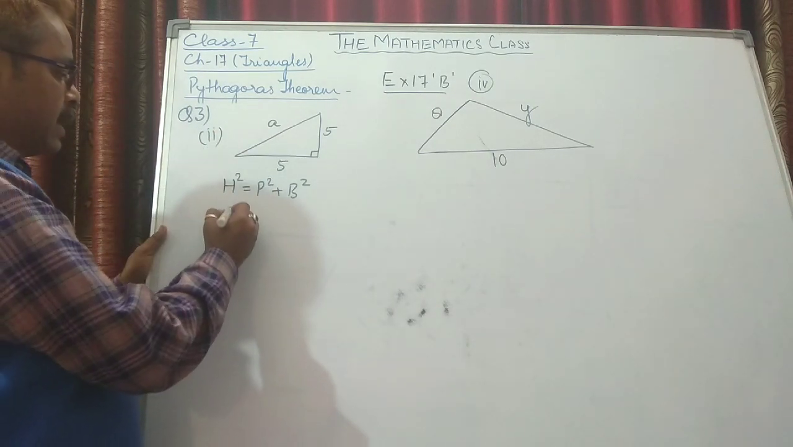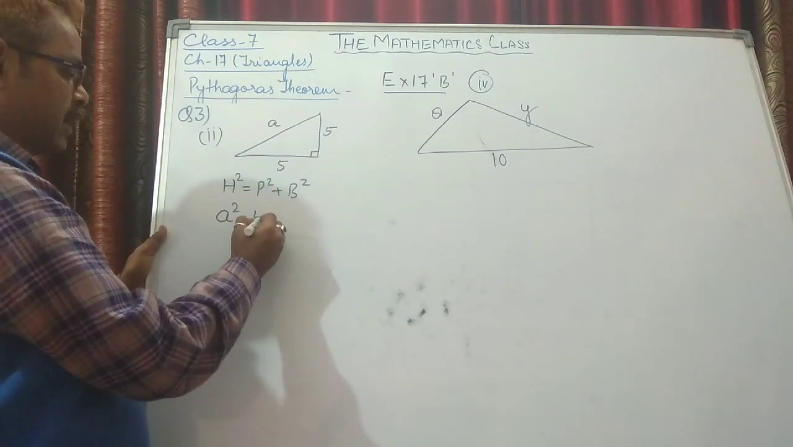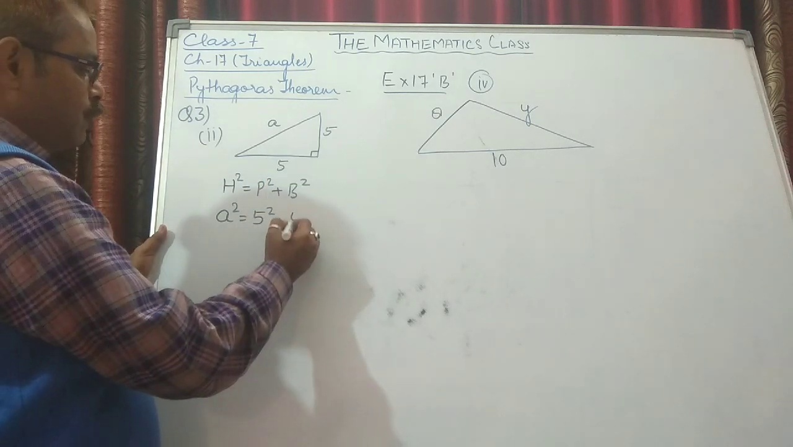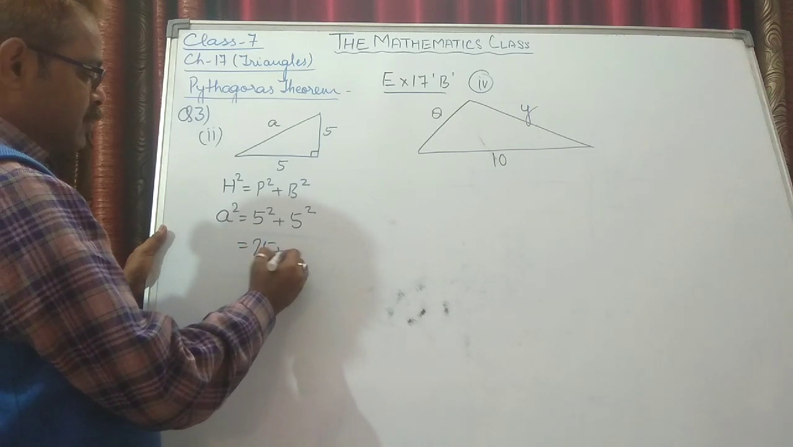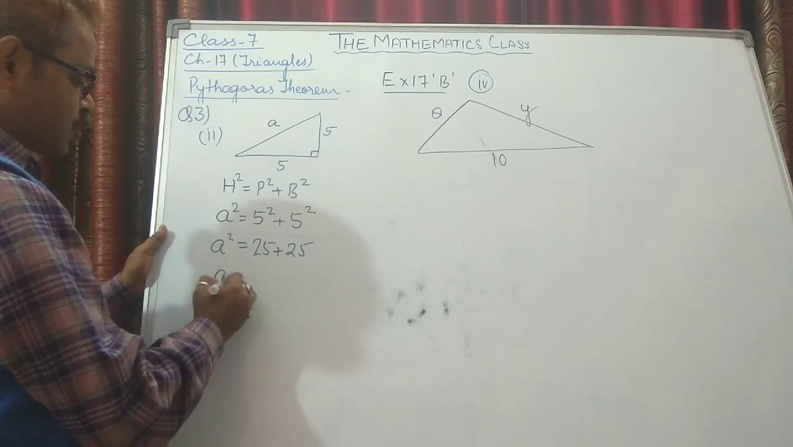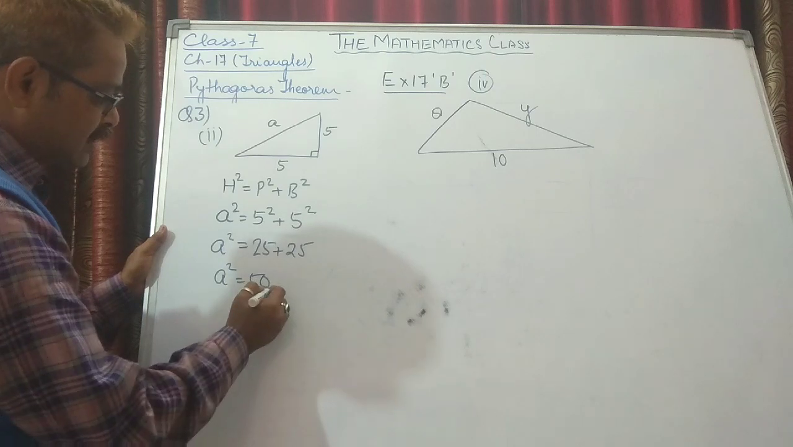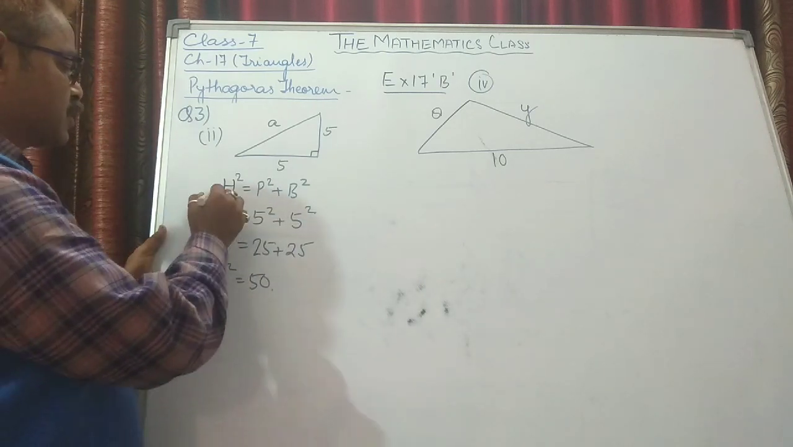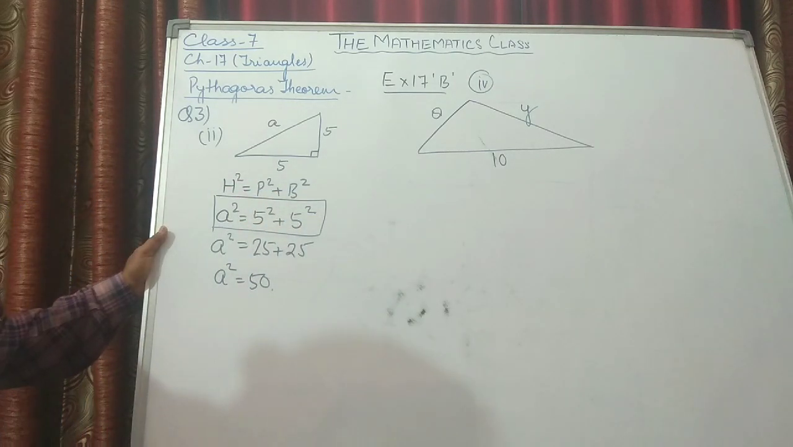So we will put A and its square. Perpendicular is how much? 5 given. So 5 square, and base is also 5 given. So 5 square. 5 square is 25. Again 5 square is 25. This is A square. So A square is equal to 25 plus 25, which is 50. So that is the value, or you have to just write an expression. So only this much is okay. This is the expression, that is what is required from you.